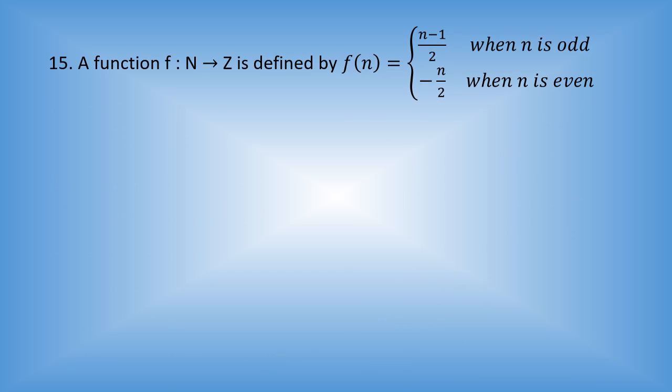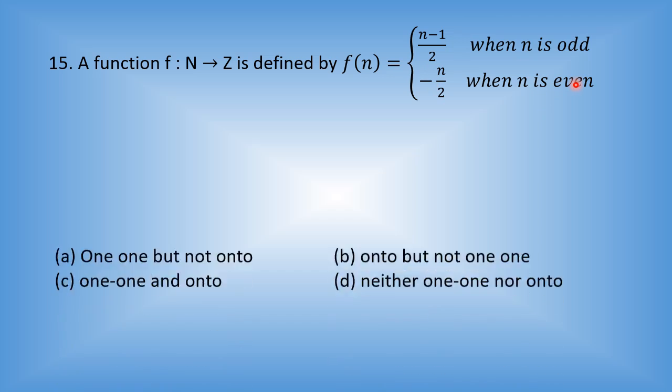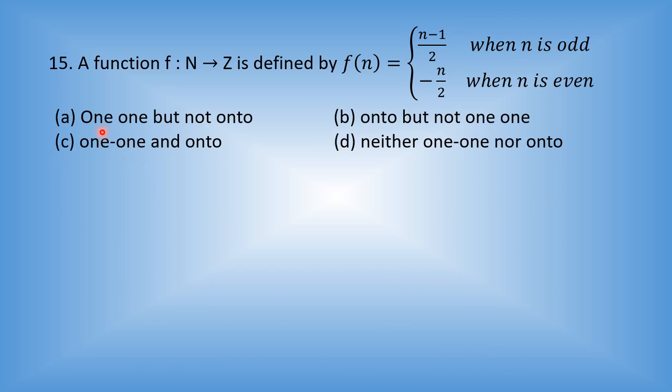The 15th one. Let f be a function mapping from N to Z, where N is the set of all natural numbers and Z is the set of all integers, defined by f(n) = (n minus 1)/2 when n is odd and minus n/2 when n is even. We have to check whether the given function is one-one but not onto, onto but not one-one, one-one and onto, that is bijective, or neither one-one nor onto.